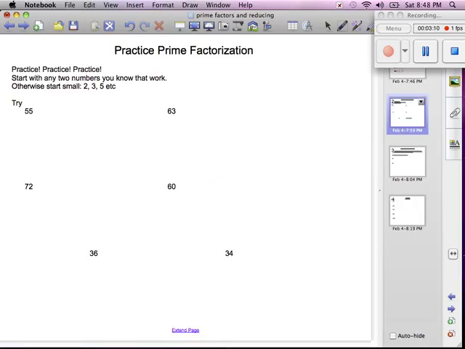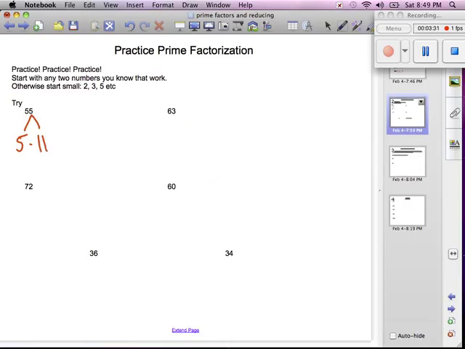If you can't think of any number that divides it, then start small. If it's even, we can use 2. We can use 3. If it ends with 0 or 5, we can use 5. Okay, just start with anything that you know works. 55, that one's easy. We practically get that for free.